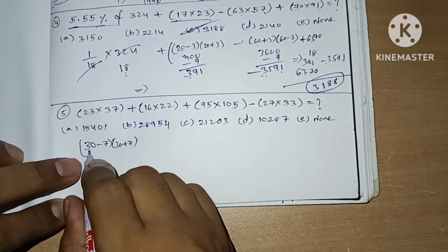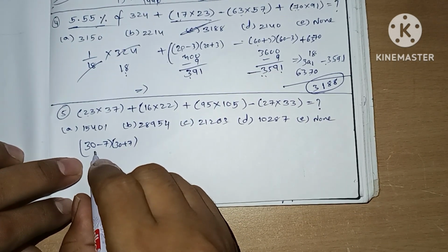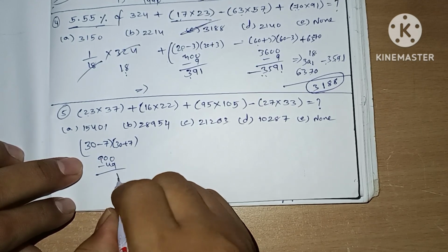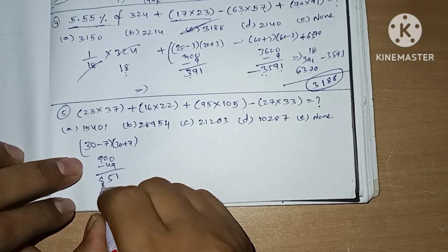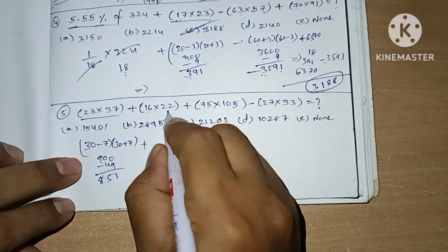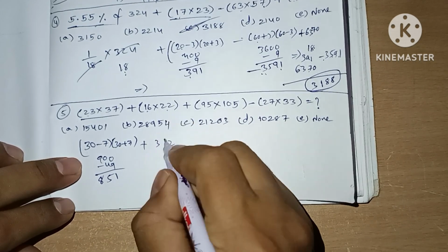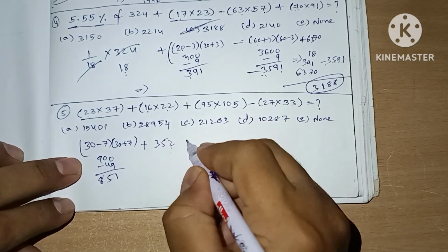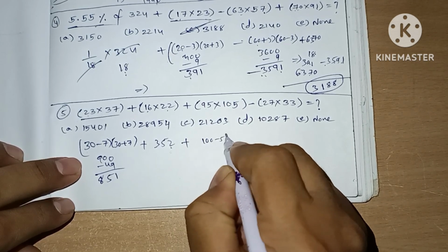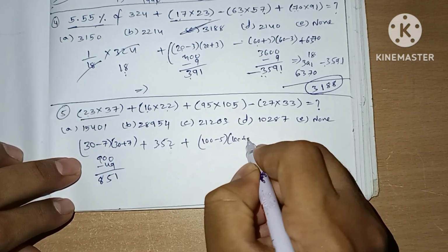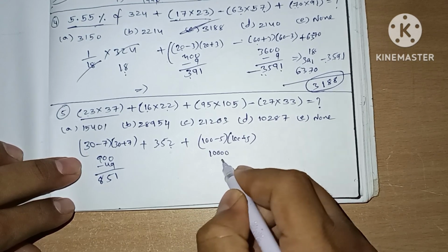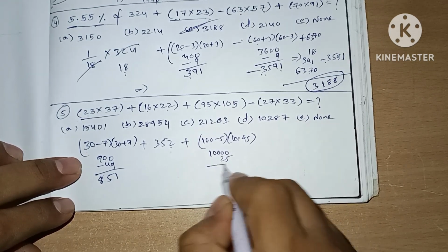So it will be 30 square, which will be 900, minus 7 square, 49. We get 851 for this one, plus 16 2 times will be 32, into 11 times, means sum of these two, 352. This looks like 100 minus 5 and 100 plus 5. So the answer will be 100 square, which will be this one, and 5 square must be 25.